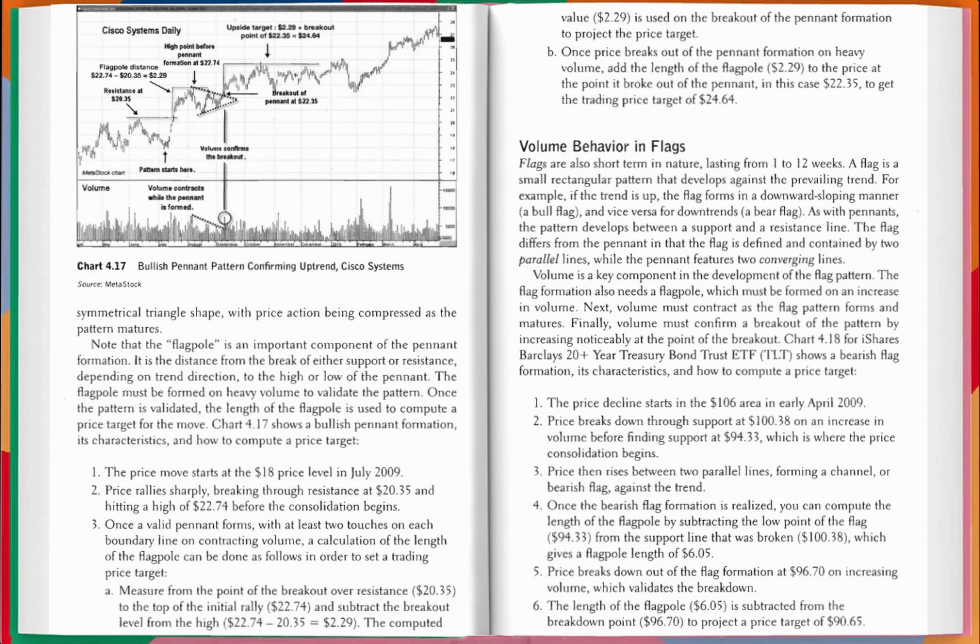B. Once price breaks out of the pennant formation on heavy volume, add the length of the flagpole, $2.29, to the price at the point it broke out of the pennant, in this case $22.35, to get the trading price target of $24.64.